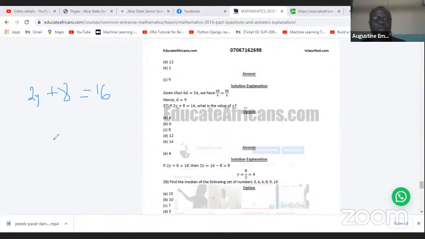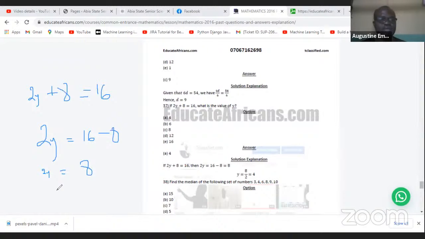So we're trying to make y the subject of the formula. That means take every other thing that does not have y as a term to the other side and leave only y alone. So we're going to have 2y is equal to, now we have 16. This 8 is going over here because we want only y on this side of the equal sign. This 8 had a plus here, so going over here becomes minus. So we have 2y is equal to 16 minus 8, which is 8.